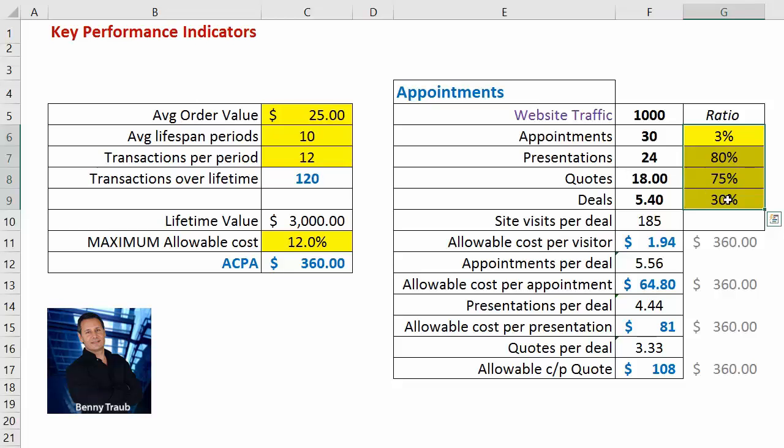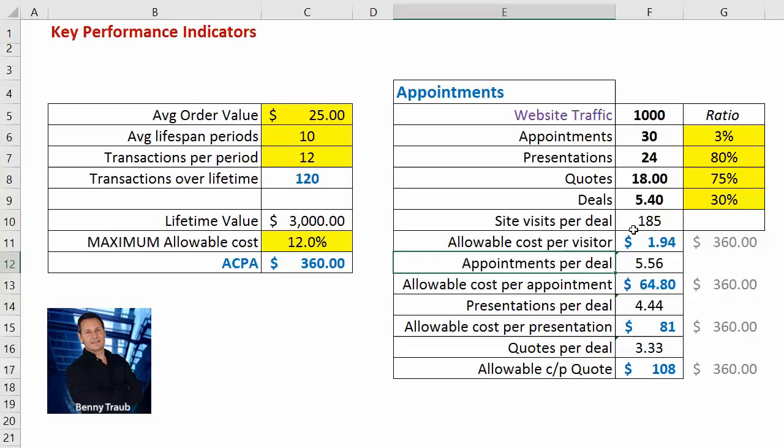Now what I want you to do is take a look at these blue numbers. So for example, F11, $1.94, is based on these calculations that we just worked out. This is how much we can afford to invest to get one new visitor to the website. So you see what you've just done is you've worked out a maximum allowable cost per new site visitor. And this is helpful if you're going to do some pay-per-click advertising like AdWords or Facebook or LinkedIn or something like that. Well, all of a sudden you can determine your outside limit on what you can afford to bid per click.